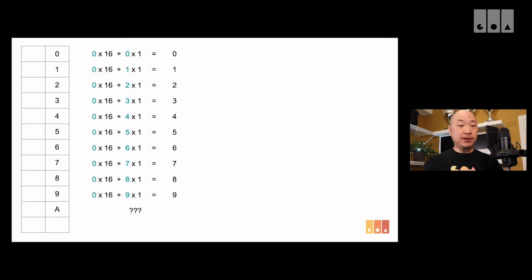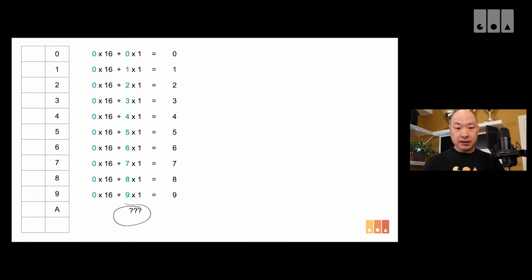The digits 0 1 would give us 0 sixteens and 1 one. So that gives us 1. And so forth until we get to 9. 9 means it's 0 sixteens and 9 ones, which gives us 9. Now we get to A. So what is A here?